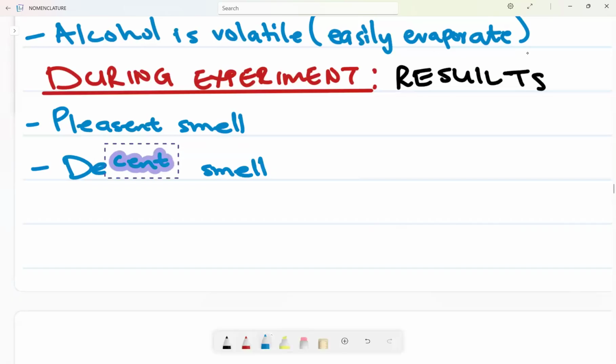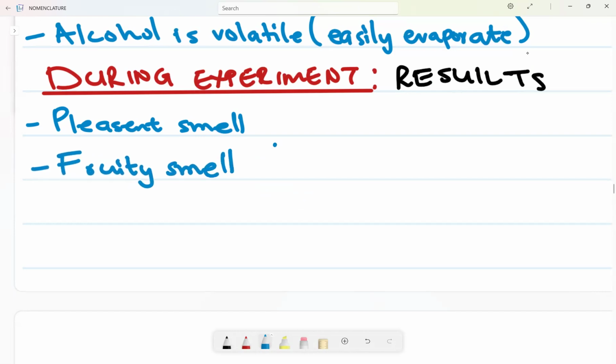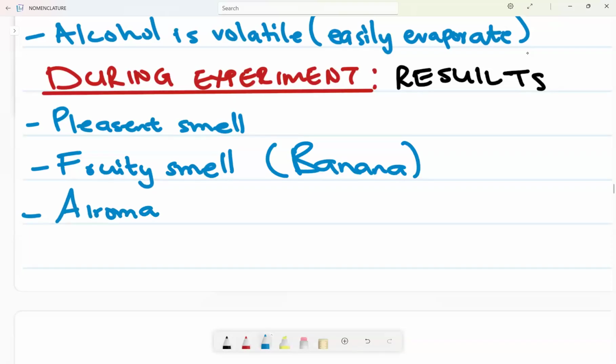Decent. Not this one, decent. Let me rewrite that. It's fine. I'll just stick with pleasant smell, decent smell, but importantly, fruity smell, such as, for example, banana. Yes, it also has an aroma.